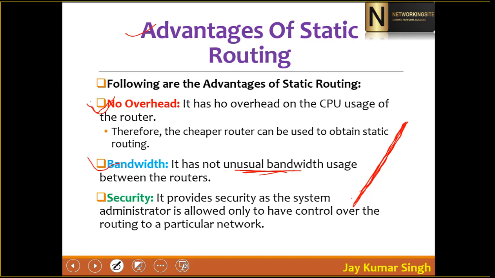But in other routing protocols, if you configure dynamic routing, routing messages will be exchanged. EIGRP will generate multiple types of messages, OSPF will generate multiple types of hello messages, query messages, and so on. But in static routing, there is no kind of message exchange between neighbors. That's why there is no bandwidth utilization.